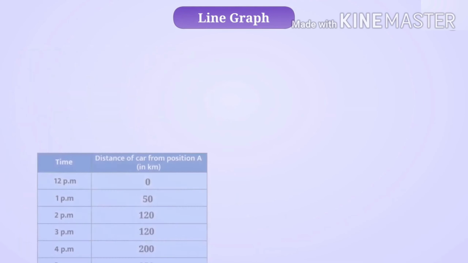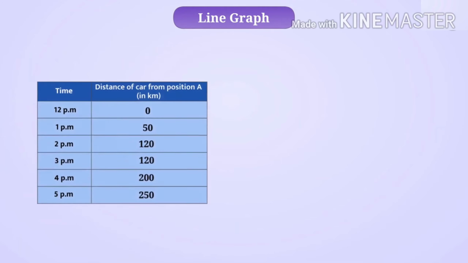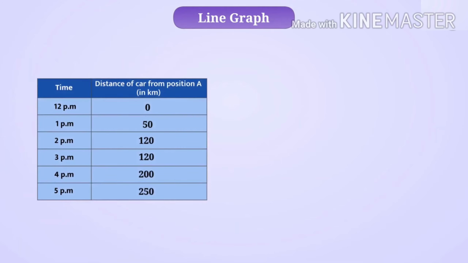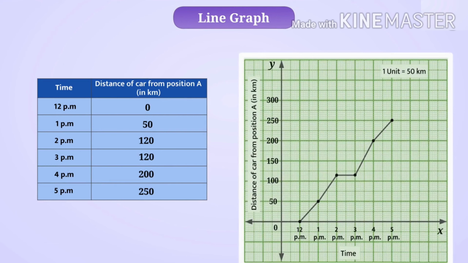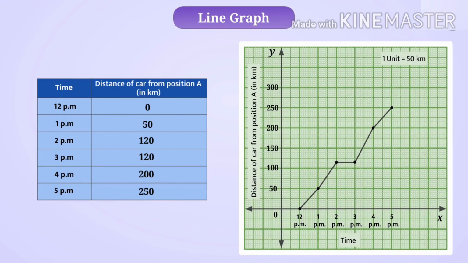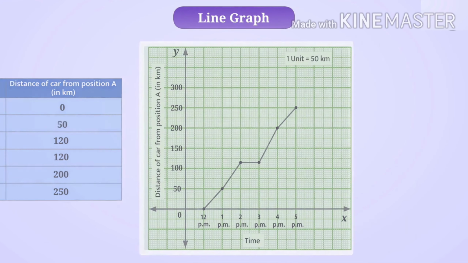Here I'm showing the second example, which is based on time and distance. Some times are given, and the distance of a car from point A is given. We have to show this data in a line graph. According to this, we take the time and the distance as the x-axis and y-axis. For this example, the line graph looks like this. Using this information, we plot all the points, and after that we join all the points by a line. These are some examples of line graphs.